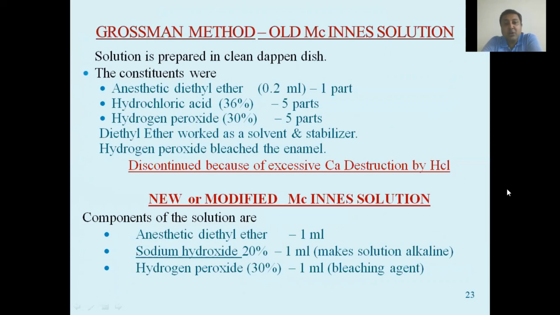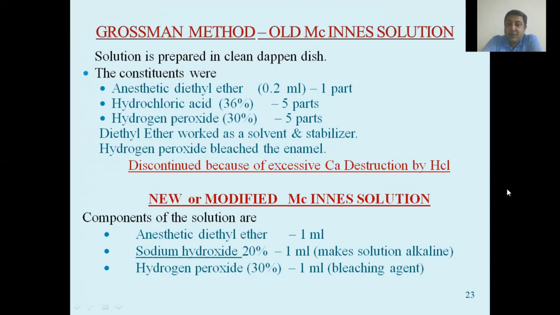Next, coming to the Grossman method or old McKay's solution method, which is discontinued nowadays. The solution was prepared in a clean Dappen dish. Its constituents were anesthetic diethyl ether 0.2 ml 1 part, hydrochloric acid 36% 5 parts, hydrogen peroxide 30% 5 parts. Here the diethyl ether worked as a solvent and stabilizer.